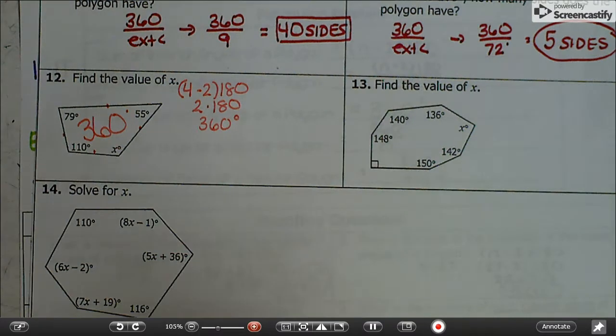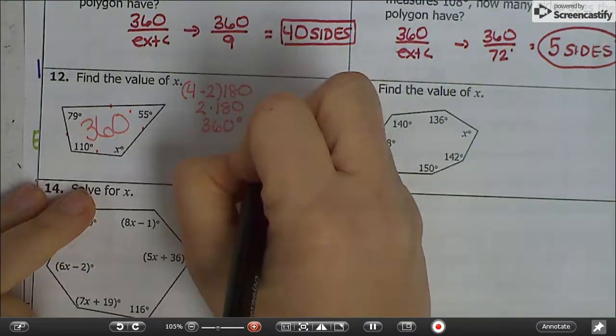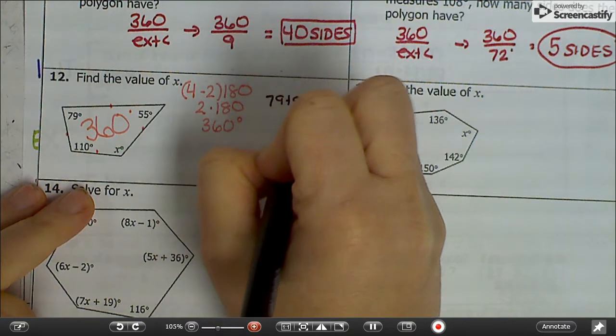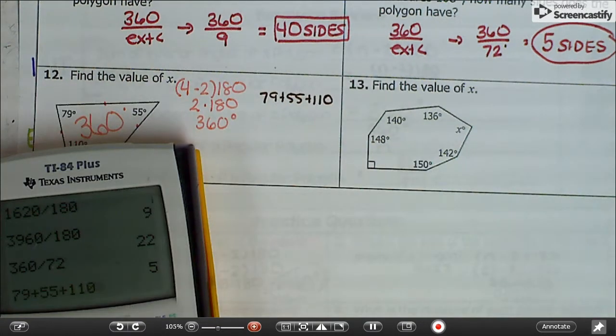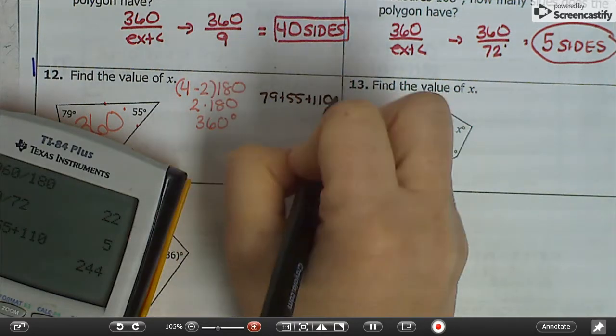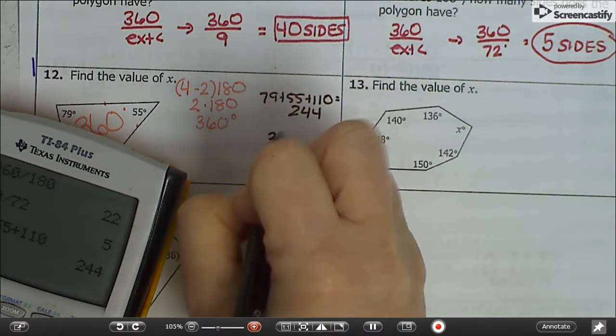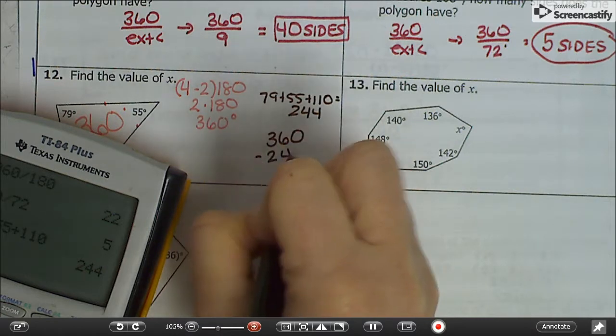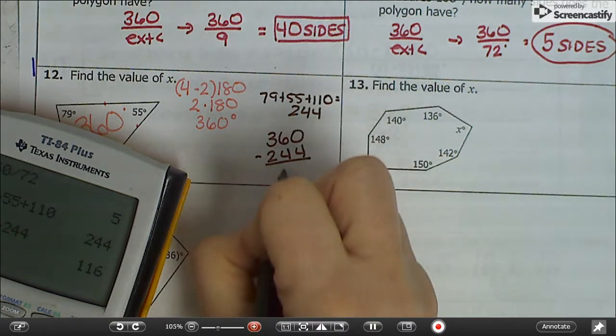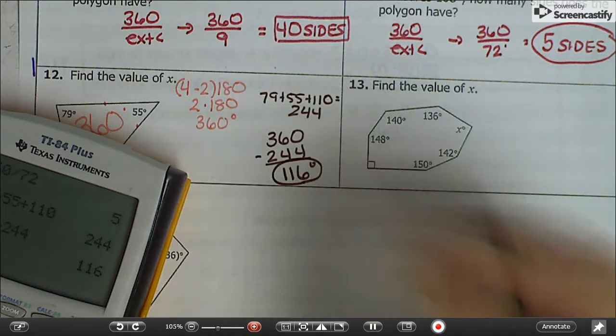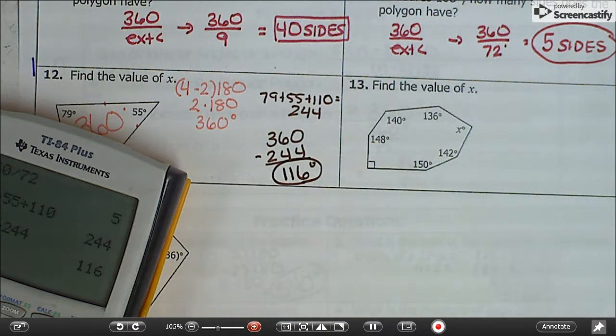Then in order to figure out what x is, we need to add them up: 79 plus 55 plus 110. That's 244. And then subtract that from 360. So x equals 116. All right, pause the video and try the next one. Make sure you figure out the total number of degrees first.